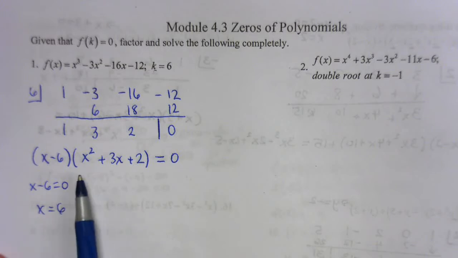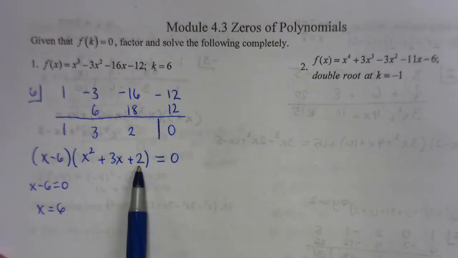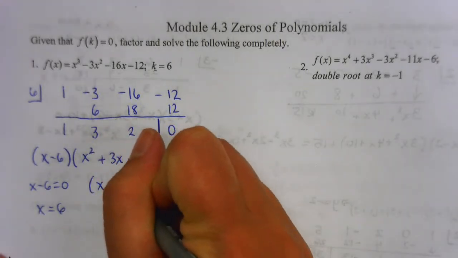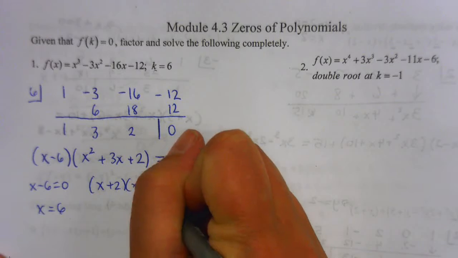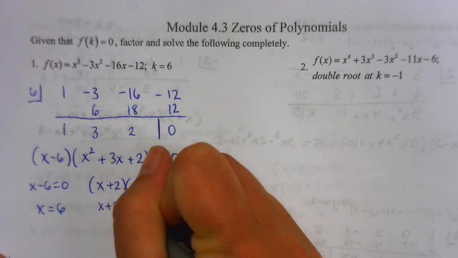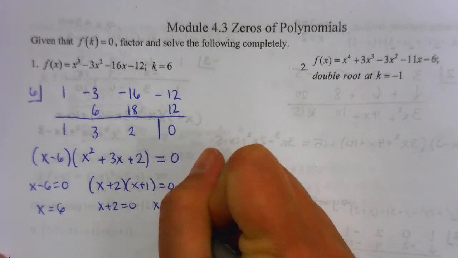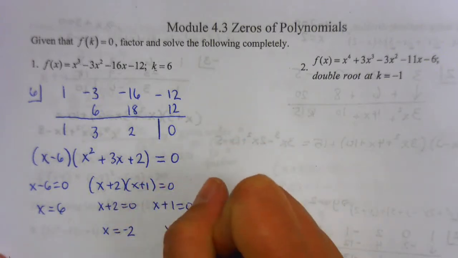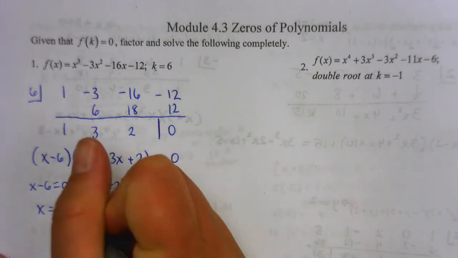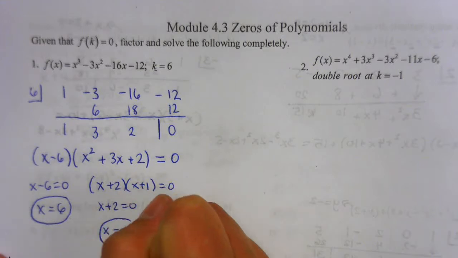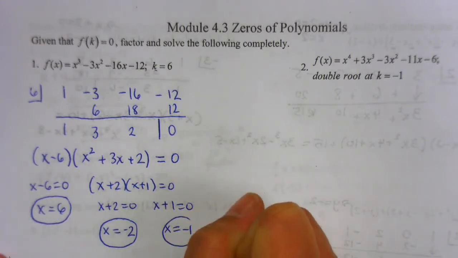For the second part, we have x squared plus 3x plus 2. I need to still factor that. So that is going to factor into x plus 2 and x plus 1. Both of those are still equal to 0, so each piece is equal to 0. And we have x equals negative 2 and x equals negative 1. I have the 6 that I divided by originally. The other two zeros come from x plus 2 and x plus 1.